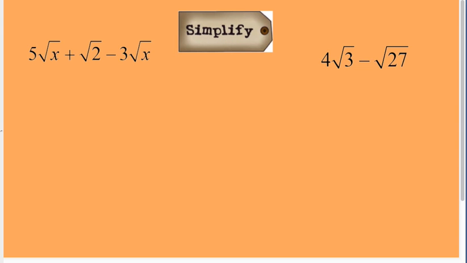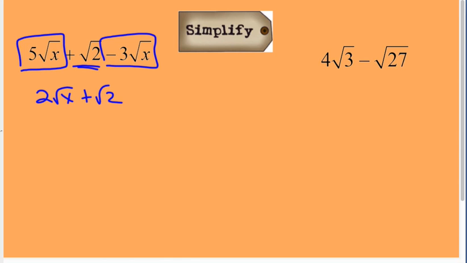So likewise, it doesn't matter if it's a variable. Here, on the left-hand side, I've got 5 square root of x, and I've got minus 3 square root of x. I'm going to put those together for 2 square root of x plus square root of 2.